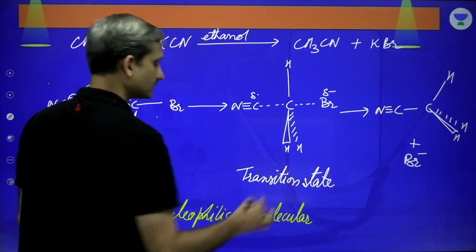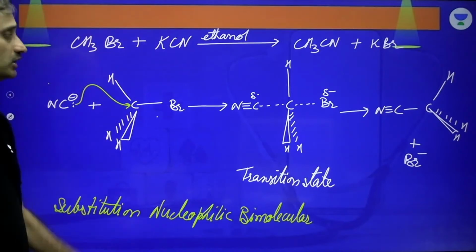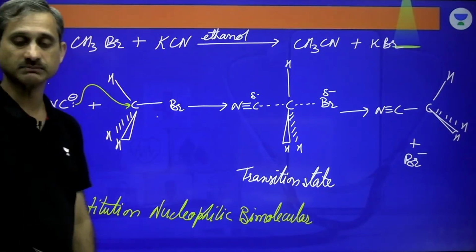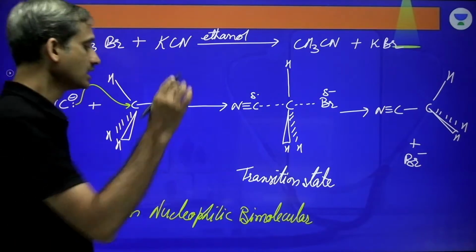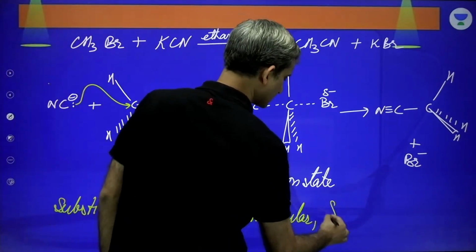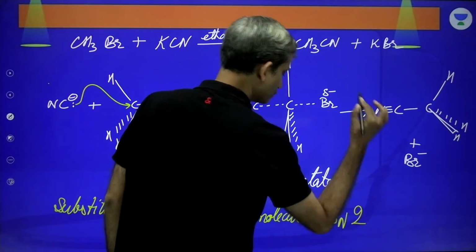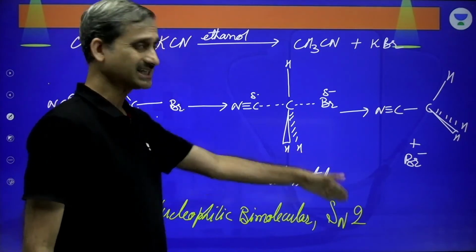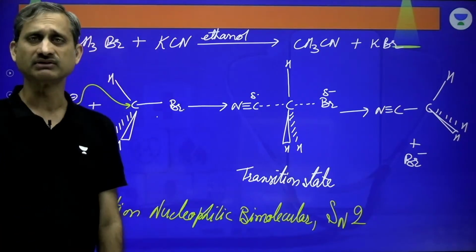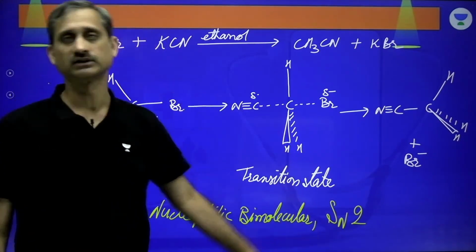Bimolecular. Why is it bimolecular? Because two molecules are involved in this particular reaction. So this is substitution nucleophilic bimolecular, which is in short written as SN2. Substitution nucleophilic bimolecular. SN2 is not just the name of the reaction, it is the mechanism of the reaction.